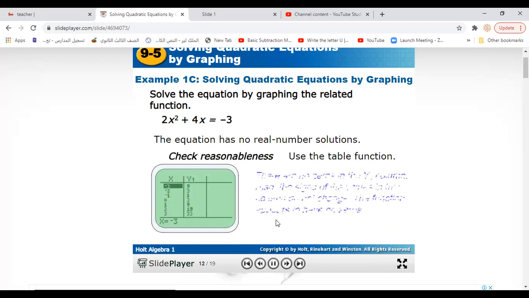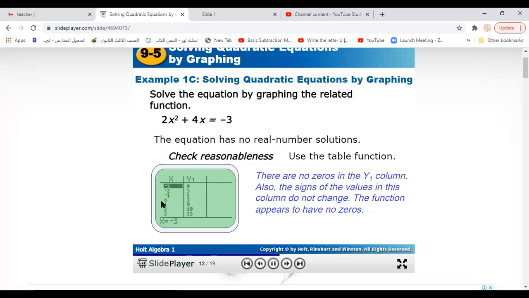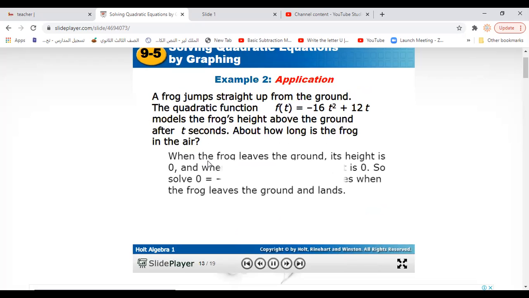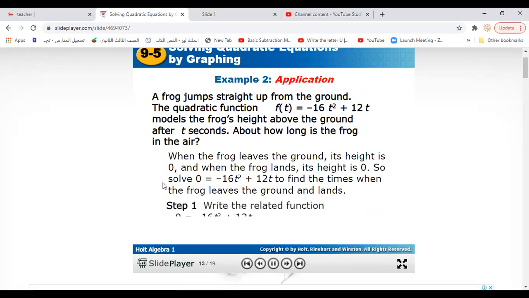Solve the next question, 2x squared plus 4x equal negative 3. So the equation has no real number solutions. Then use the table function, we can check. So we will find that there are no zeros in the y column. So the answer will be equal 5.